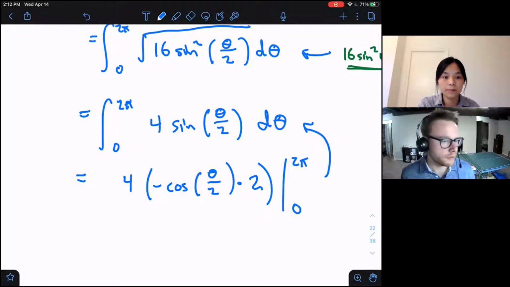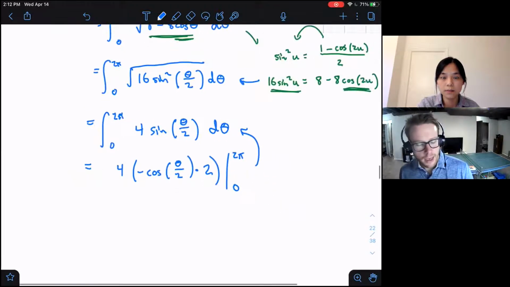I did see, just while I was peeking in chat for all of your answers here, why is the cosine negative? And it's because we're taking the antiderivative. If you were taking the derivative of sine, you would get positive cosine. But when you take the antiderivative, what do you take the derivative of in order to get sine? It's got to be negative cosine.